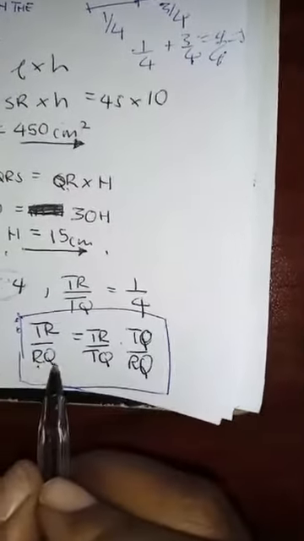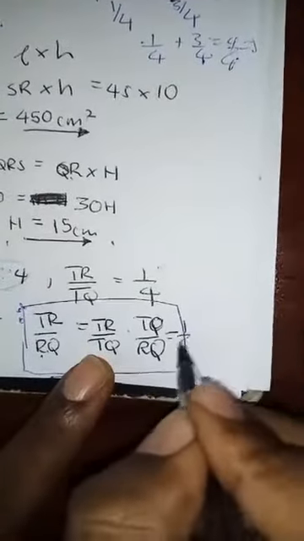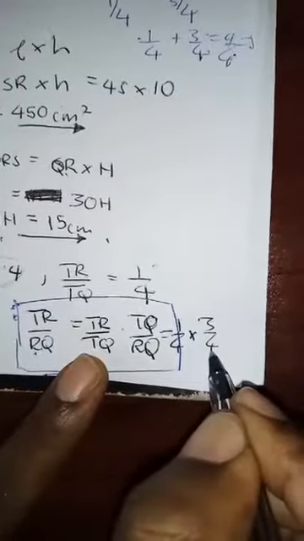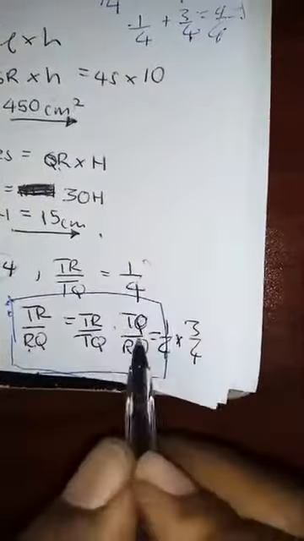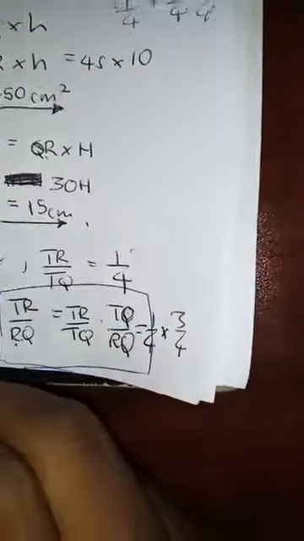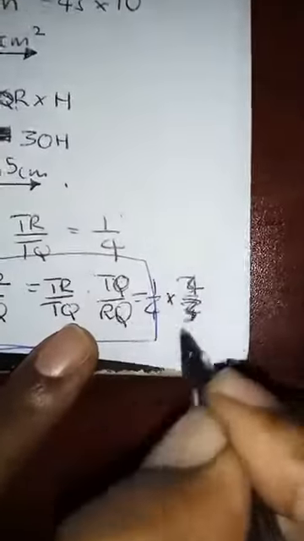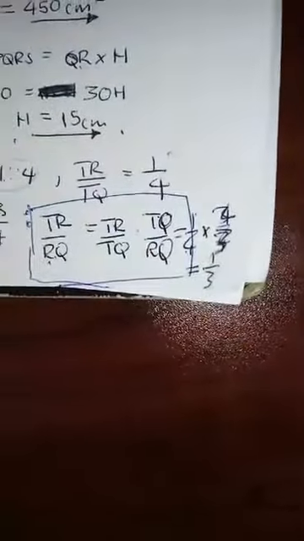But why am I doing this? It's a trick, because I know TR over TQ is 1 over 4. So this is 1 over 4 multiplied by TQ over RQ. RQ over TQ is 3 over 4, so TQ over RQ is 4 over 3 actually. So this would be 1 over 4 multiplied by 4 over 3, which is 1 over 3. Okay. So I'm going to write here now because I'm running out of space.